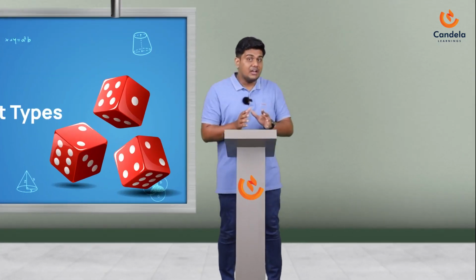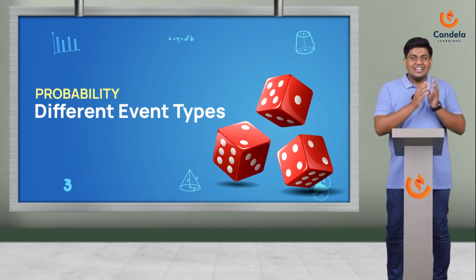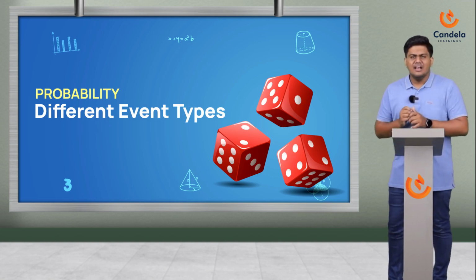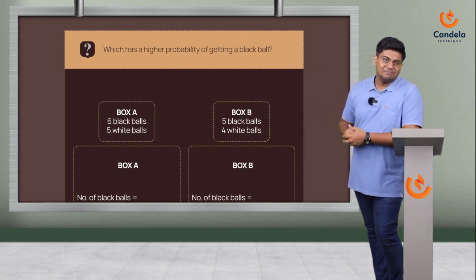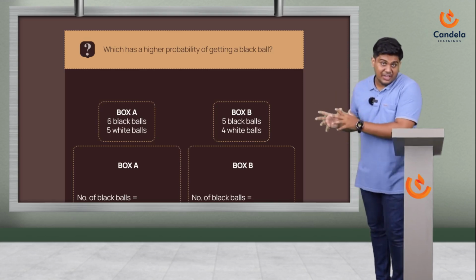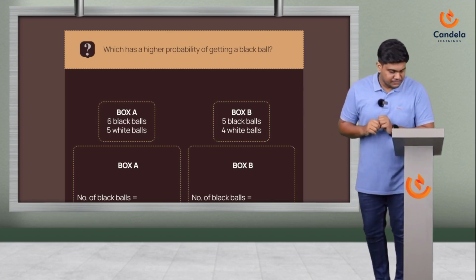The topic for today's session is different event types. Now before moving on to what the different event types are, let me start with a simple question. I have two boxes here, box A and box B. They are similar in one way. Both of them have black balls and white balls.